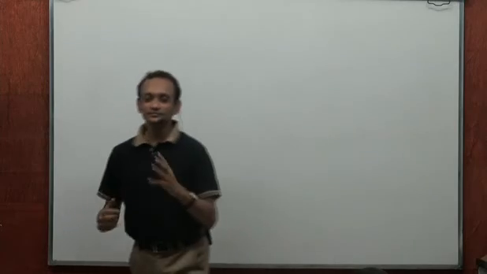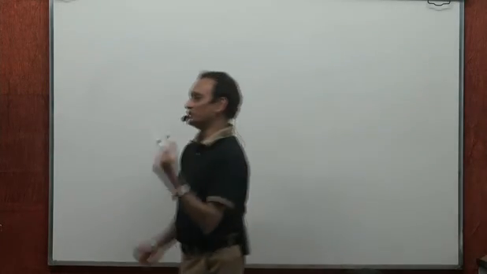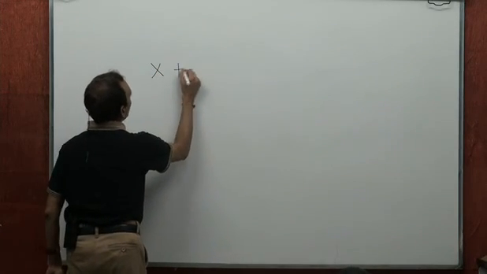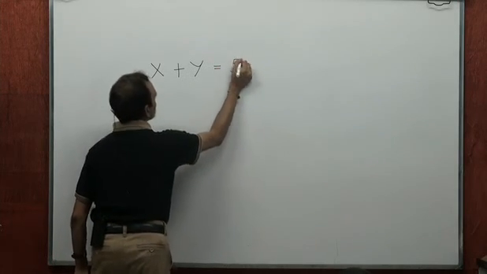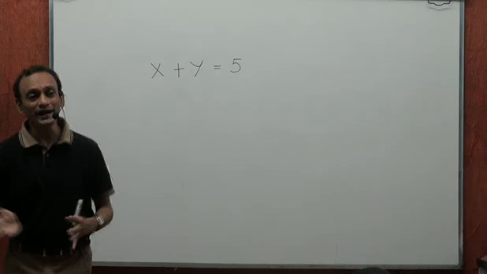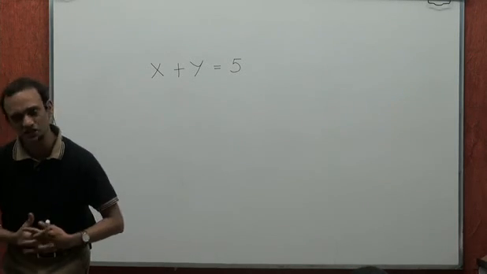Now, as of now, what have you learned? Someone gave you x plus y equal to 5 and said, find all possible pairs x comma y that satisfy this equation. Infinite sets of x and y will satisfy this equation, right?